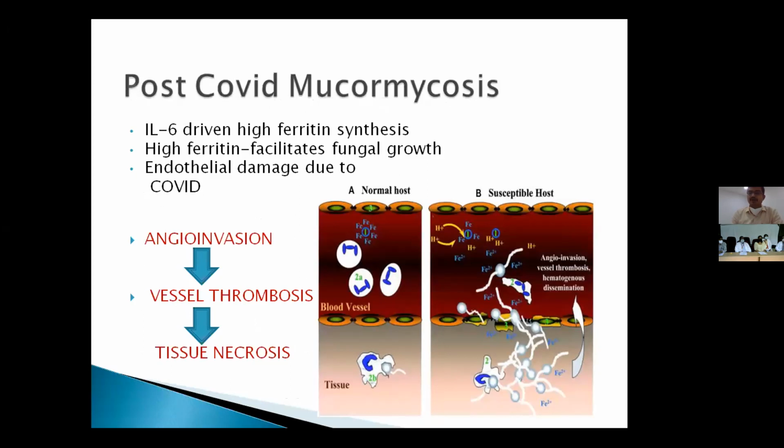Post-COVID mucormycosis pathology is interleukin-6 driven, with high ferritin synthesis. As I said before, metal ions facilitate fungal growth. So a high ferritin level will facilitate fungal entry and growth, and the fungus gains entry into the blood vessel through endothelial damage, which might have happened in COVID patients. Once angioinvasion occurs, the fungus adheres to the vessel wall. There it initiates vessel thrombosis. Once the vessel is thrombosed, tissue necrosis occurs and black eschar formation results. So angioinvasion will result in vessel thrombosis, which is followed by tissue necrosis.